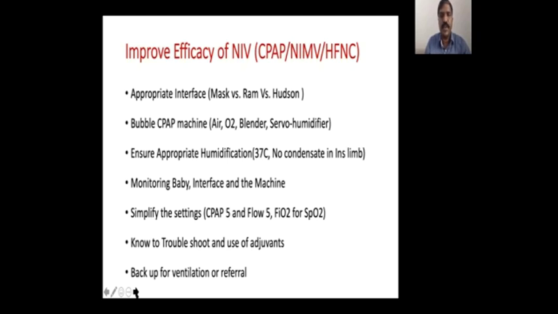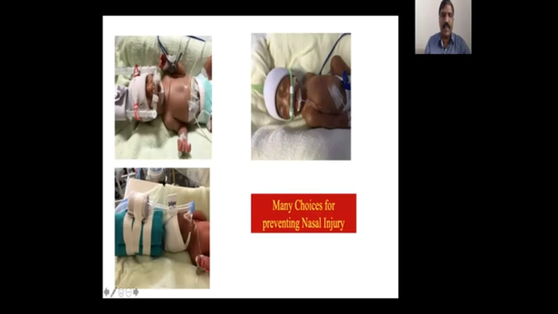Then think of referring to a place or try to think of ventilation. So as I said, any one of the 3 choices are good: Hudson prongs, mask, Ram's cannula. Ram's cannula is mostly used for babies more than 1 kg. And when you're using Ram's cannula for CPAP, it should be snugly fitting. You can use a duoderm for fixing, and there should be a complete seal.